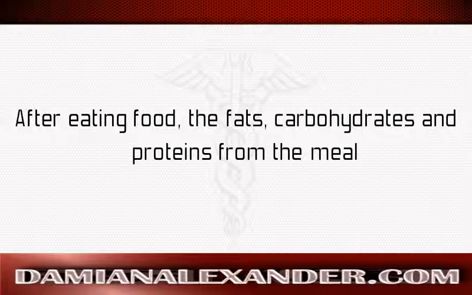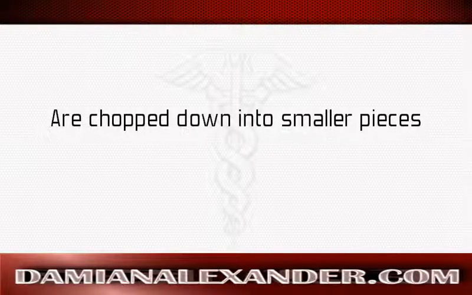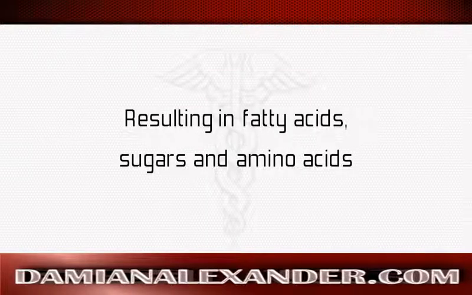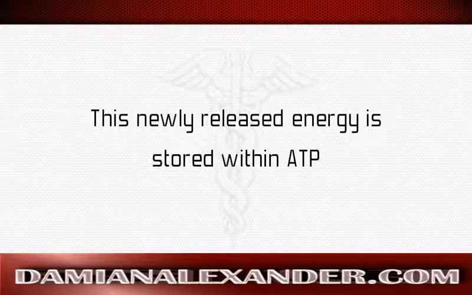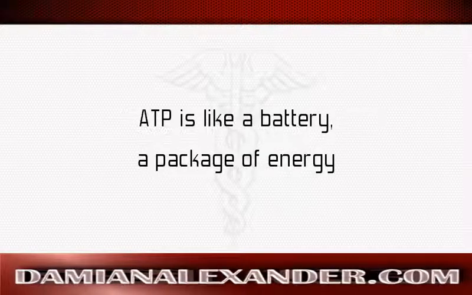After eating food, the fats, carbohydrates, and proteins from the meal are chopped down into smaller pieces, resulting in fatty acids, sugars, and amino acids. These smaller pieces will now be ripped apart to release energy. This newly released energy is stored within ATP. ATP is like a battery, a package of energy.